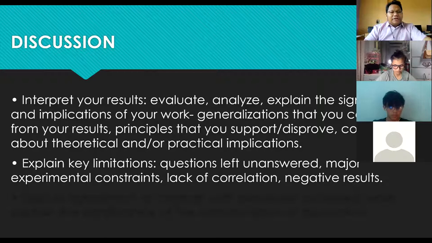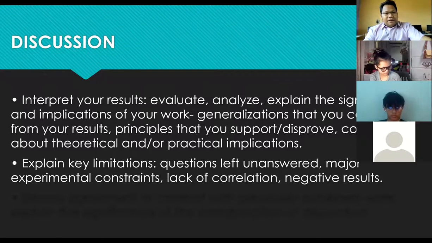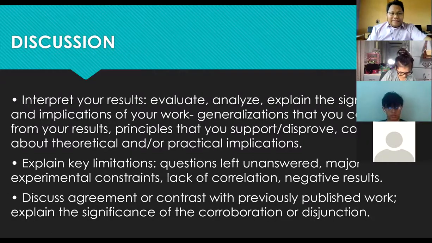You explain key limitations, questions left unanswered, major experimental constraints, lack of correlation, negative results. Here, let's try to emphasize this. In case negative results came out, the discussion section is an opportunity to explain why the results are negative. You can also explain here what your limitations are, not necessarily the scope, like what you were not able to consider or include in the gathering of the data or the performance of the method of the experimentation. This is also where you state whether your study is in agreement or in contrast with previously published work.